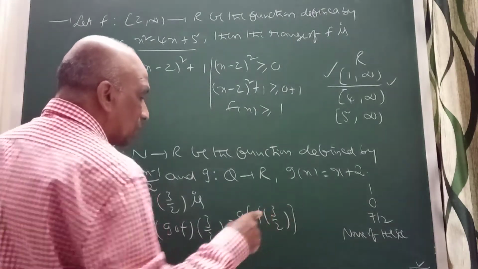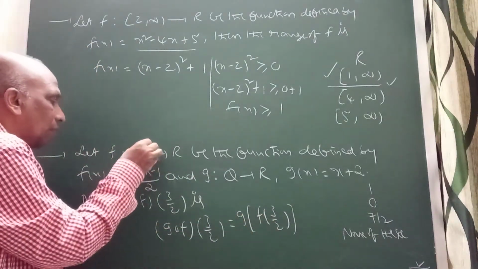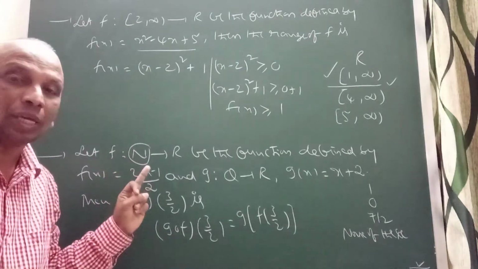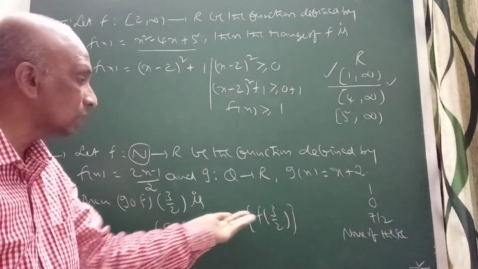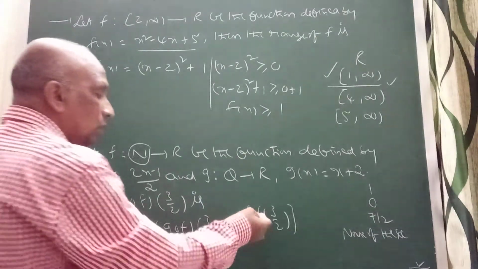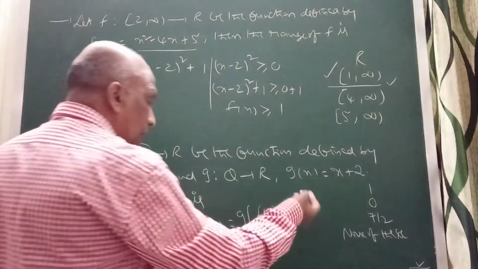For f of 3/2, the value 3/2 should belong to the domain of f. But the domain of f is N, and 3/2 doesn't belong to N. So here g of f is not defined. We can't define this, right? g of f of 3/2 doesn't exist. I can't define it here, so the answer is none of these.